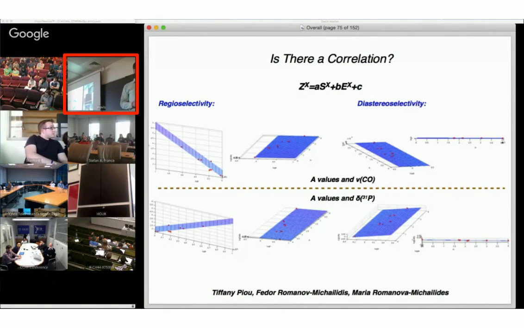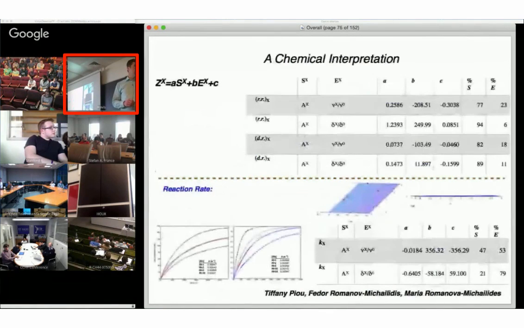If you look at A values against 31P NMR for regioselectivity, that's the bottom left. There's also correlation. The diastereoselectivity, if anything, is a more precise correlation, whether you look at the A values against CO stretches or the A values against 31P NMR, the top right and the bottom right. All of these suggest that there are clear correlations on the basis of this quadratic regression analysis. Okay, next slide, please.